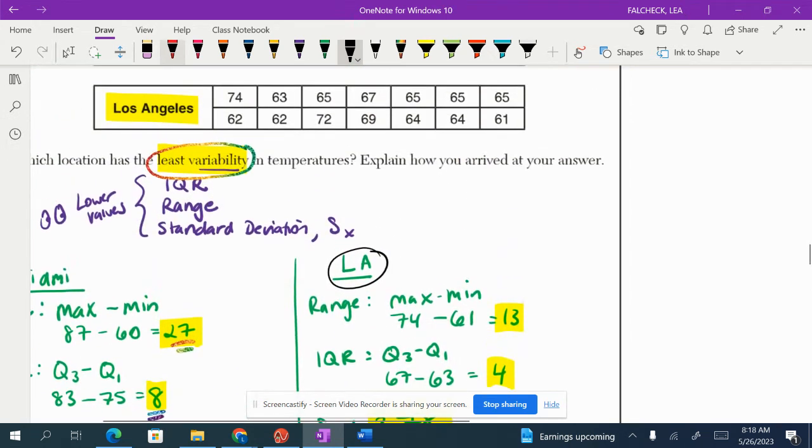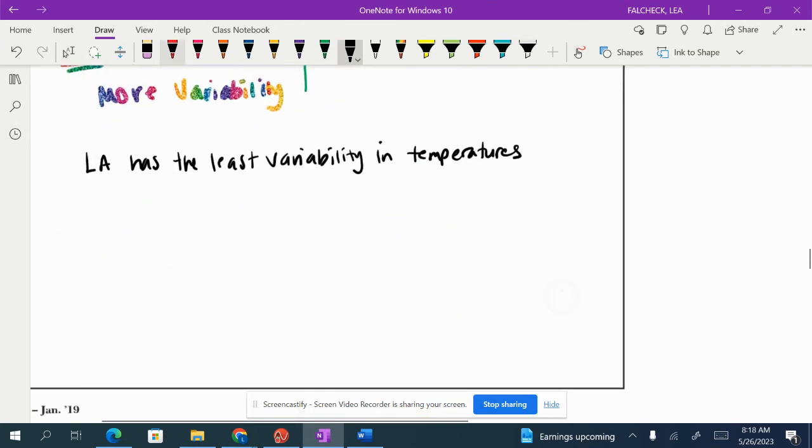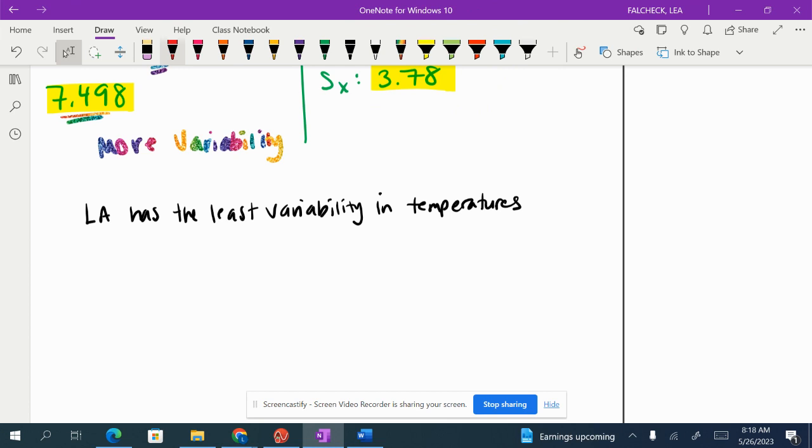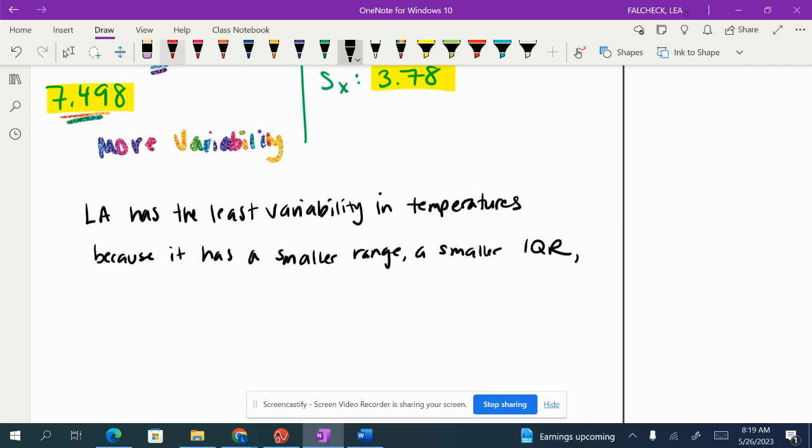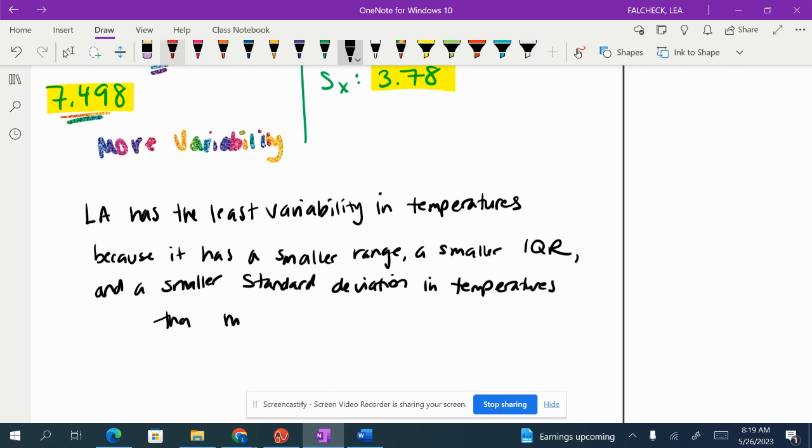And then how do they want us to answer? Oh, explain how you arrived at your answer. So we can go ahead and say that because it has a smaller range, a smaller IQR, and a smaller standard deviation in temperatures than Miami.